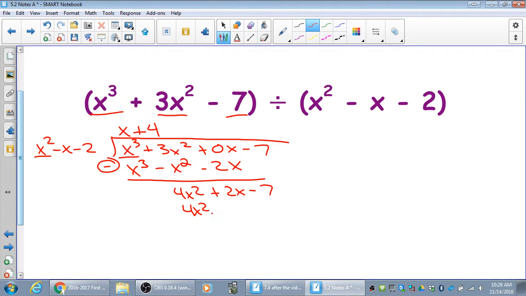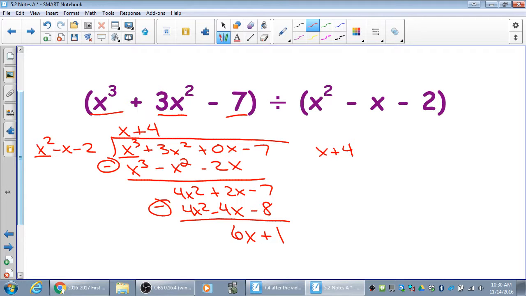4x squared minus 4x minus 8. We always subtract. So we distribute that 4 through. And then we always subtract. Well, we know the first one's going to cancel out. That's how we set it up. 2 minus negative 4 is 6. Negative 7 minus negative 8 is plus 1, right? Negative 7 plus 8, that's 1. The answer is x plus 4.